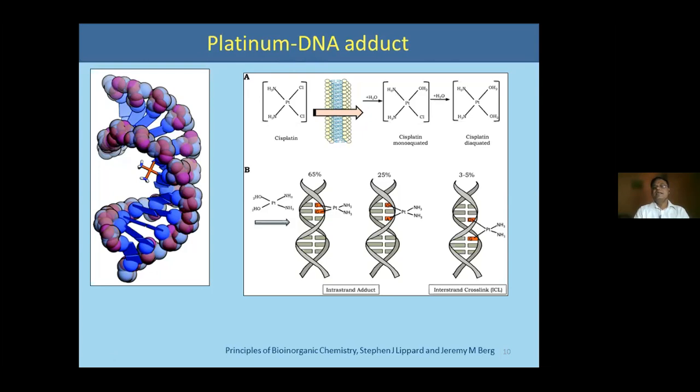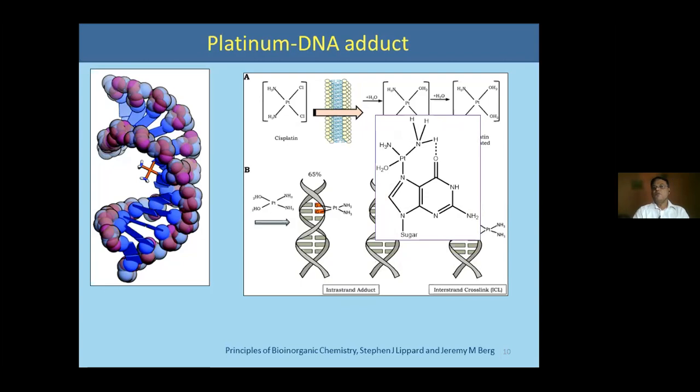And in DNA, there are these 4 nucleobases. Among them, guanine has nitrogen donors. And if you again go back to the spectrochemical series, you will see that nitrogen donors are stronger ligands than water. So once this platinum complex goes near the DNA, the guanine nitrogen starts to coordinate to the platinum center. And this coordination can happen from the same strand or from 2 different strands. Depending upon that, it is said that an intra-strand adduct or inter-strand cross-link can happen.